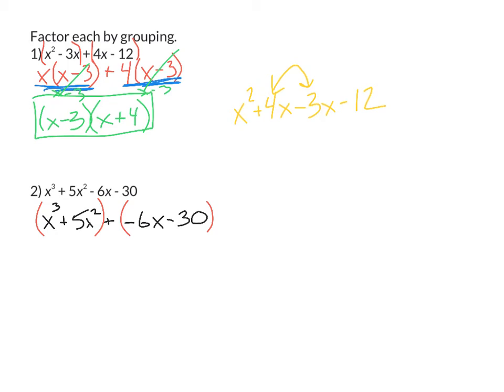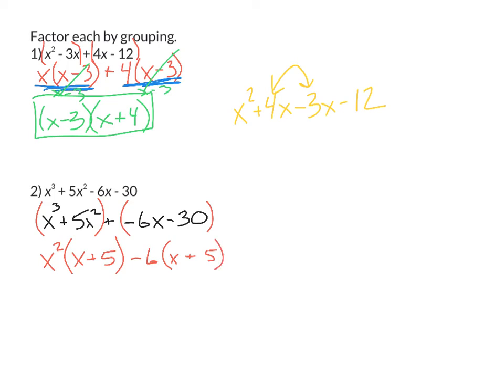All right, we look for the GCF of each group. What divides into both x cubed and 5x squared is an x squared. And when we divide that out, we're left with x plus 5. What divides into both negative 6x and negative 30? And the answer to that is a negative 6. Negative 6 divided into negative 6x is a positive x. Negative 30 divided by negative 6 is plus 5.